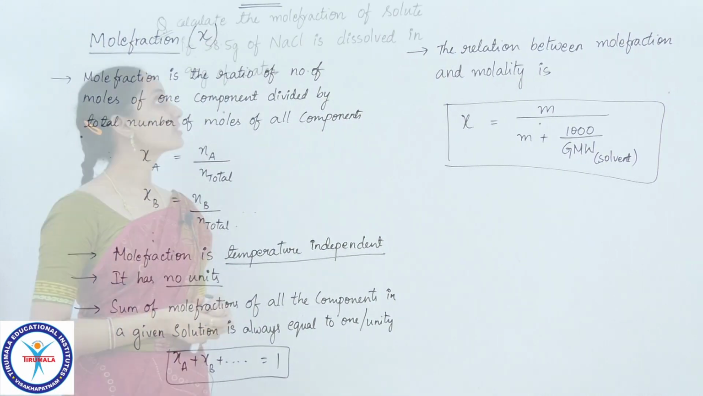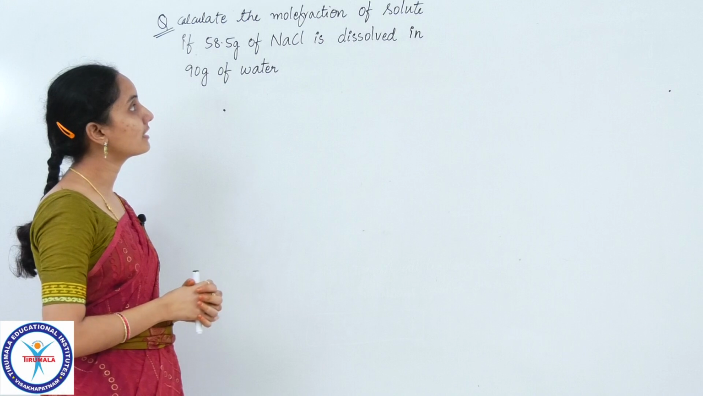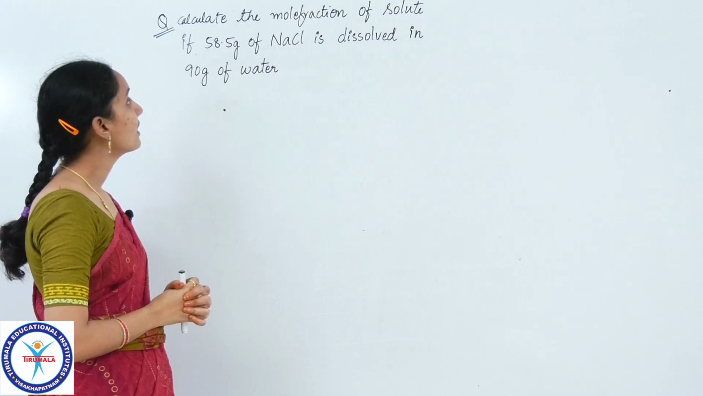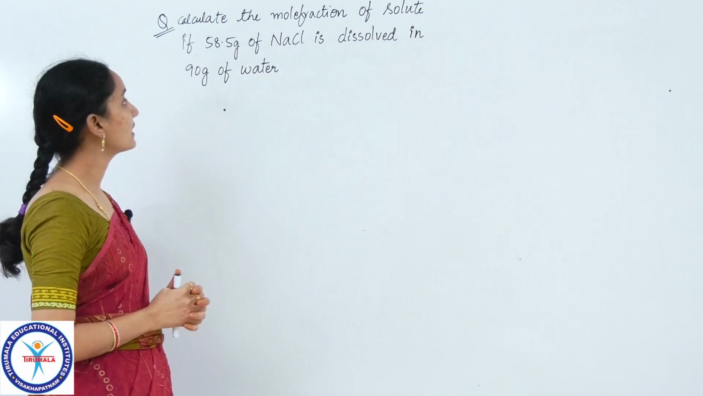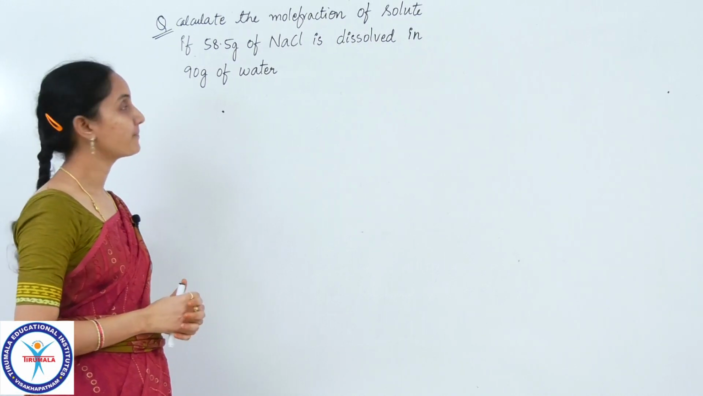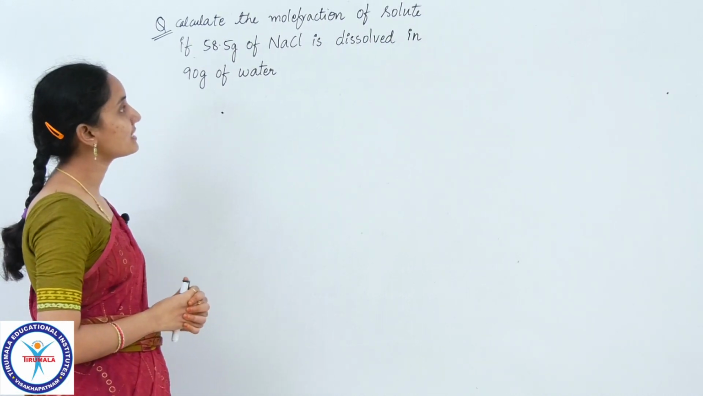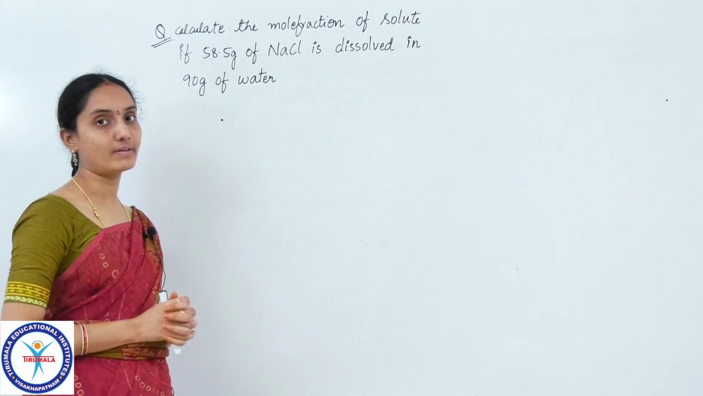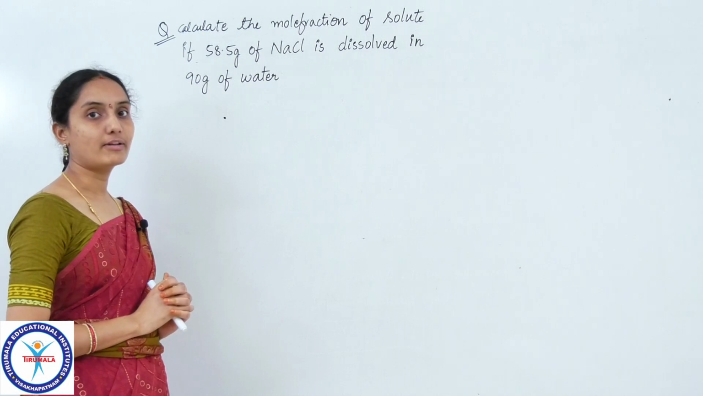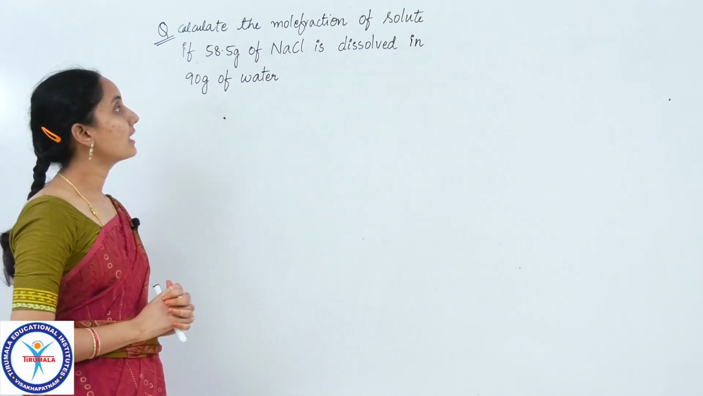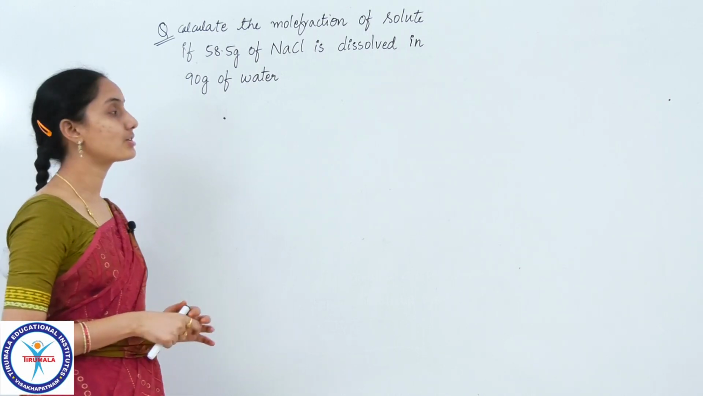So here is a problem, children. Calculate the mole fraction of a solute if 58.5 grams of NaCl is dissolved in 90 grams of water. So here the weight of NaCl and weight of water are given. NaCl is the solute and water is the solvent. Their weights were given, but they asked you to calculate the mole fraction.